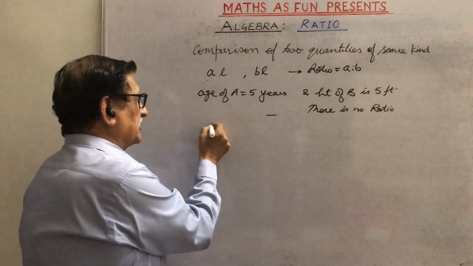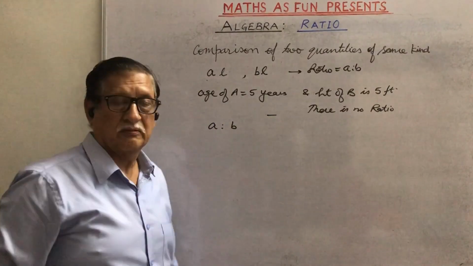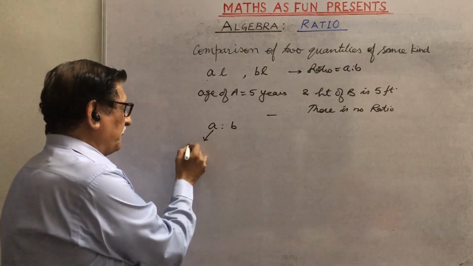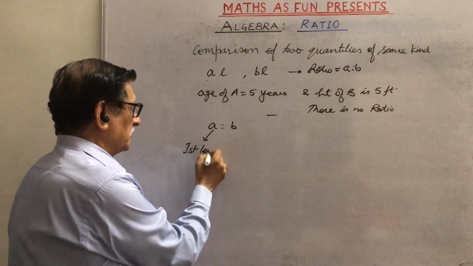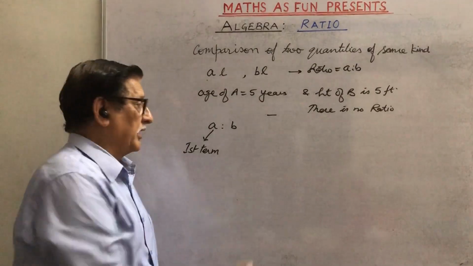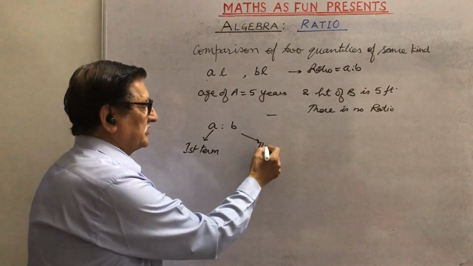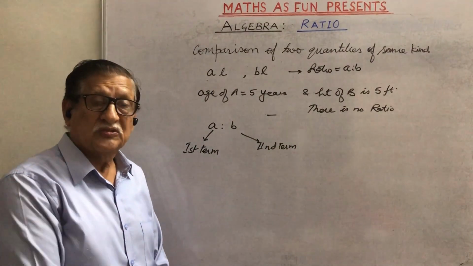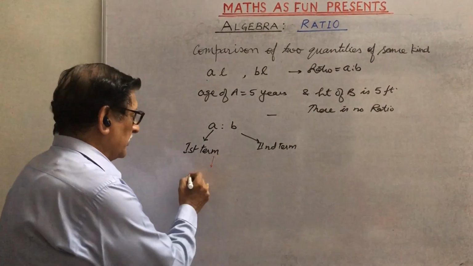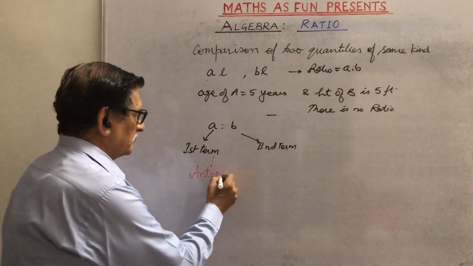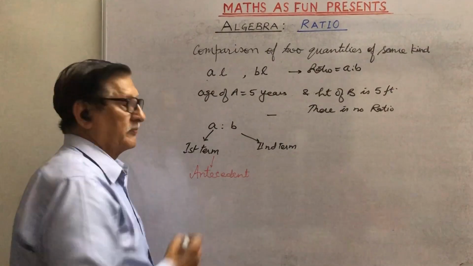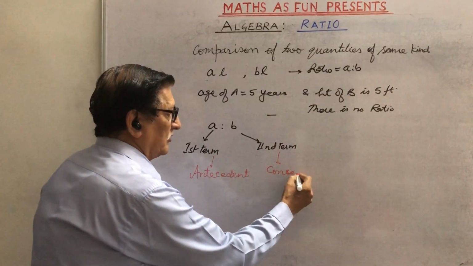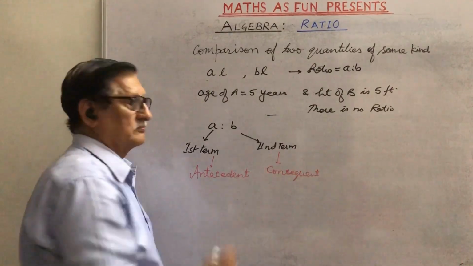Generally, we represent a ratio as A is to B. This A is known as the first term of the ratio and B is known as the second term of the ratio. This first term is also known as the antecedent and the second term is known as the consequent of the ratio.